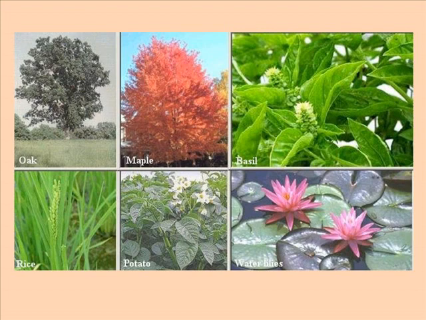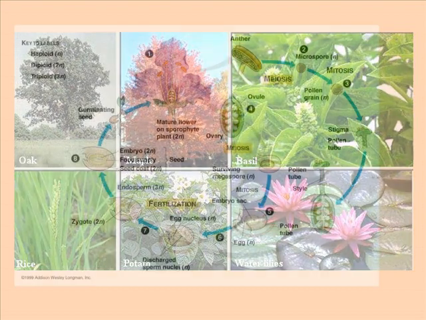Here are some examples of our flowering plants. Everything from your oak trees and maple trees, some of our herbs that we use to cook with, like our basil, and then you'll notice that there are some other plants, like our water lilies, our potato plants, rice, grass. These are all going to be members of our angiosperm family.